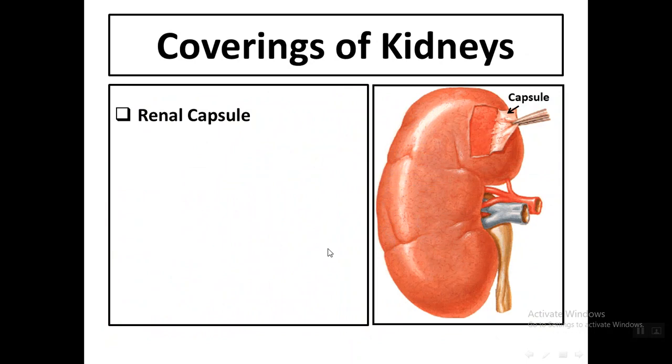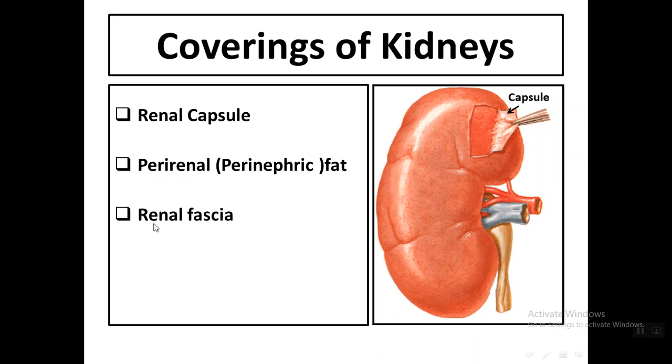What are the coverings of the kidneys? The kidneys are covered by 4 layers. The first one is the renal capsule, that covers the kidney substance directly. Next, we have a layer of fatty tissue that is called perirenal or perinephric fat. Then we have a layer of renal fascia, and lastly a layer of pararenal or paranephric fat. All these layers keep the kidney in position.